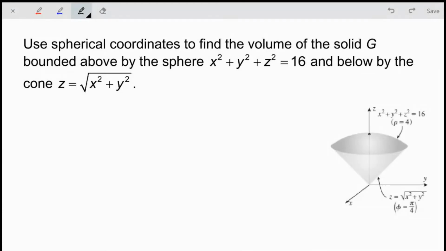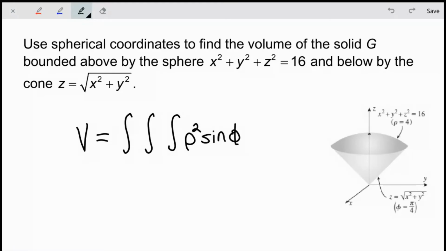Okay, so let's set this up. So for this volume, I'm going to go straight to my spherical coordinates. So I've got my triple integral. I know I'm going to use my rho squared sine phi d rho d phi d theta. And now let's just think about what our bounds are here.